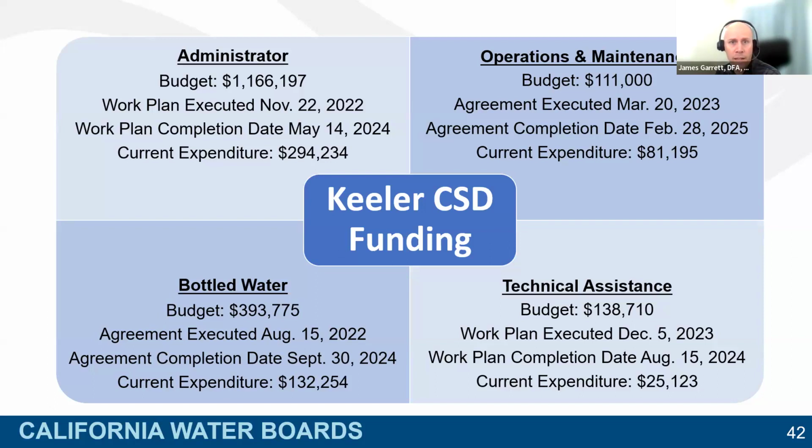We've also provided an operation and maintenance funding agreement in the amount of $111,000. This is helping to fill up that gap between what the rates can cover and the cost to operate the system. We've also provided a bottled water funding agreement directly to the community in the amount of $393,000, so that residents do have clean drinking water, as well as water they can use for sanitary or cooking needs.